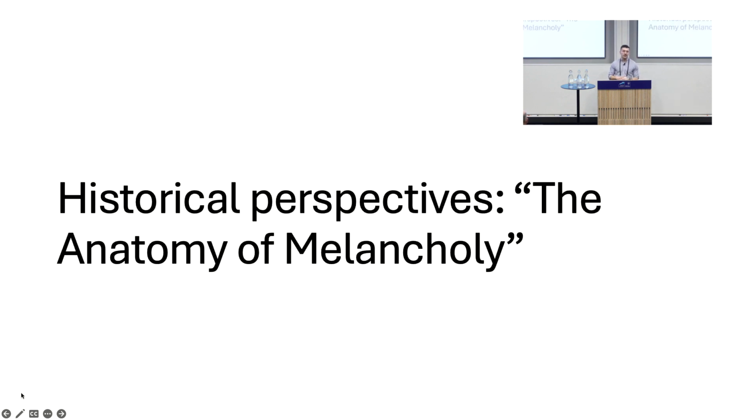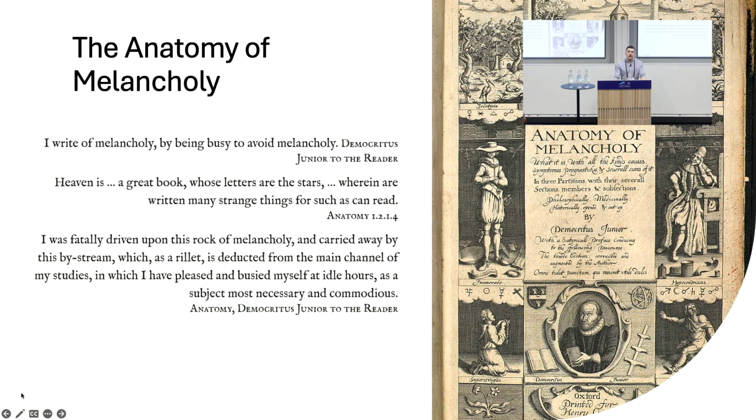So when I was asked to give this talk, I think the suggested title was a revised anatomy of melancholy. So it would be remiss of me not to talk about the historical perspectives and mention Robert Burton's famous work, which many of you are probably aware of. The Anatomy of Melancholy was published in 1621 by Robert Burton at the age of 43, and he wrote under his pen name Democritus Jr.